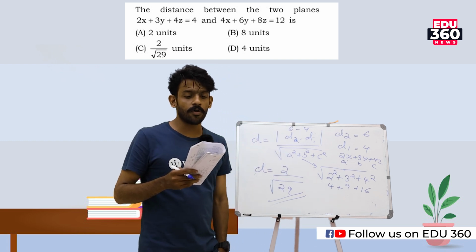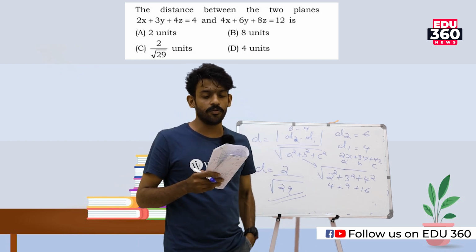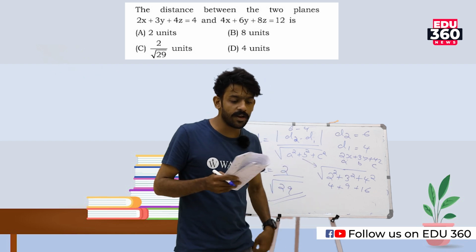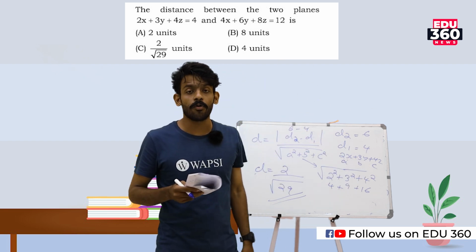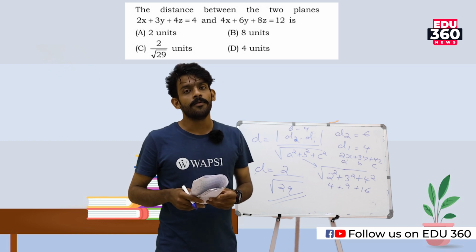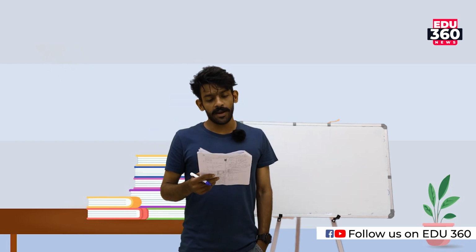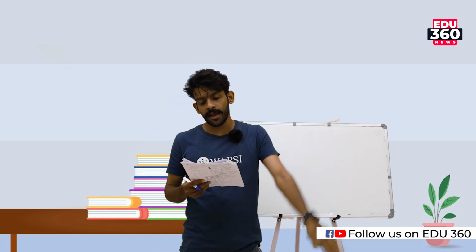While going through the options, we can see that D is equal to 2 divided by root 29. That means the third one is the correct answer. That means option C is the correct answer for this question. So my dears, now we can move on to the next question.